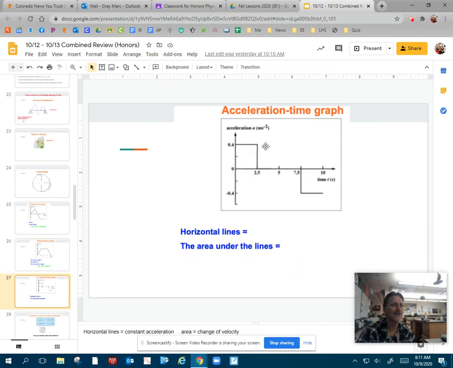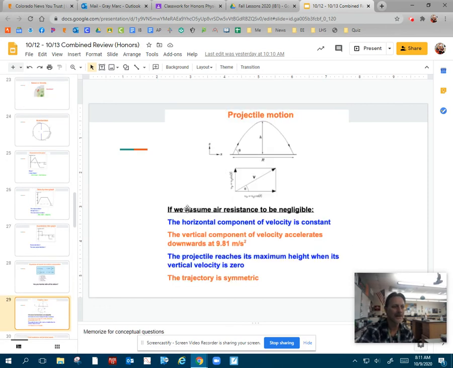Okay, next one we see here is acceleration with respect to time. And mostly what we deal with in our class is just going to be constant acceleration. So you notice these constant accelerations, but the area here is going to be your change of velocity. So that's the area for an acceleration with respect to time graph. So just remembering those characteristics.